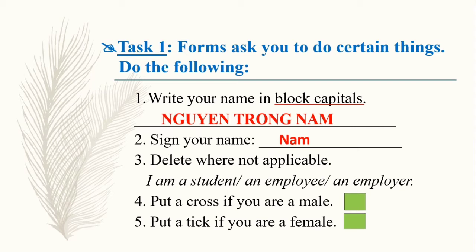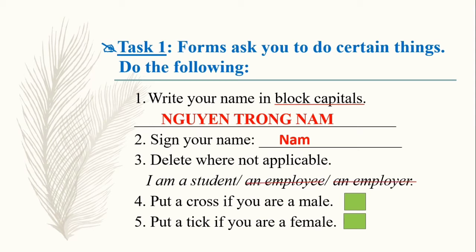Number 3, delete where not applicable. It means something is not true. If you are not an employee, then cross that word out. Okay? For example, you are a student and you are not an employee or an employer. Then you cross out an employee and an employer.